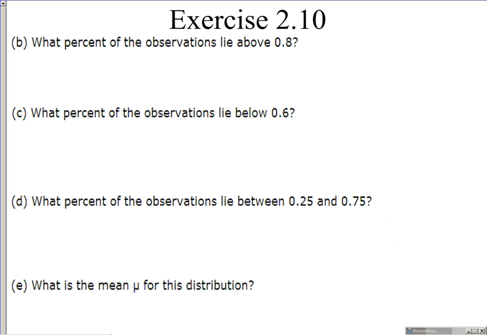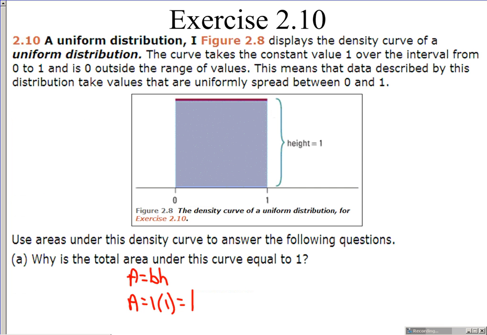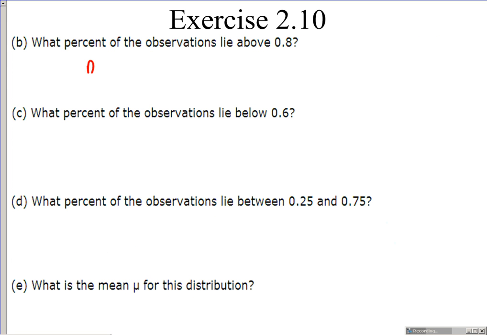What percent of observations lie above 0.8? Well, if we go back to our graph here, there's 0.8. We want to know what percent of observations are then in this area right here. Well, what's the area of this rectangle? The base is 0.2. The height is 1. So if we want to find the area, take 0.2 times 1. The area is going to be 0.2, which means about 20% of the observations lie above 0.8.